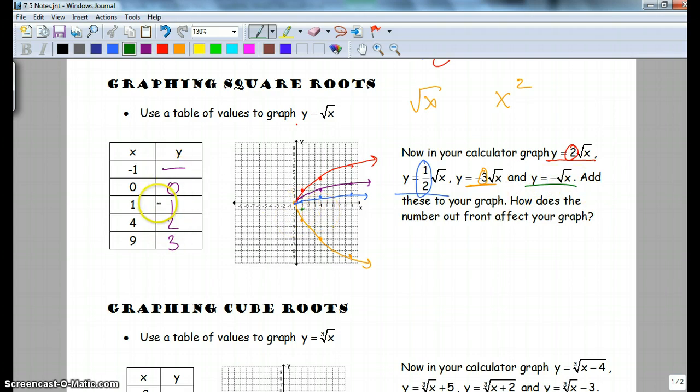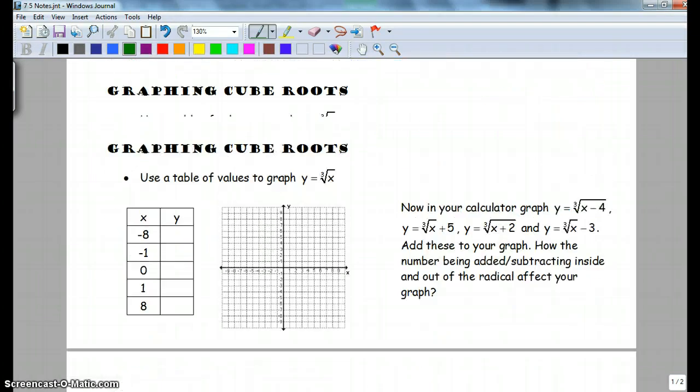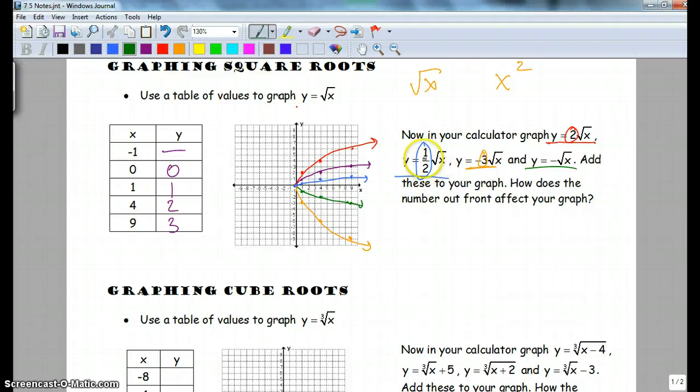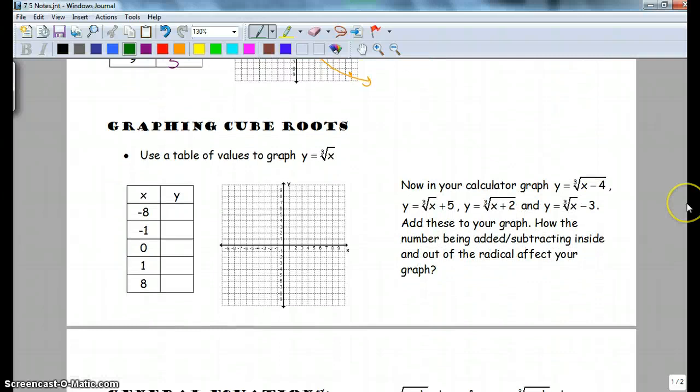Take these values and just do the opposite of each one. 4 and negative 2, 9 and negative 3 would look like that. That's a very pretty graph. All right, now let's talk about cube roots. Actually, before we talk about cube roots, the number in front of the radical changed how steep it was. And again, it's different than what it was with parabolas when we were doing x squared. It's the complete opposite.